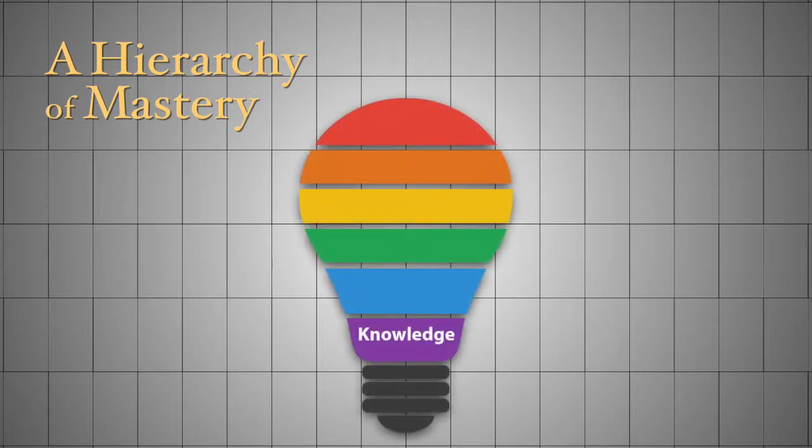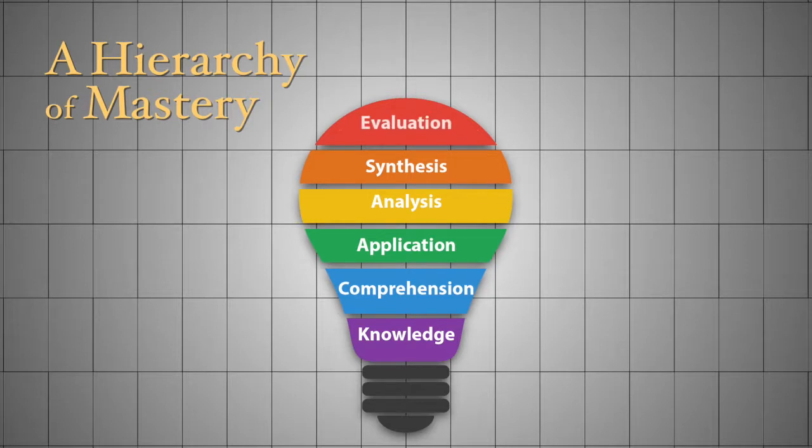Level 1 is knowledge, level 2 is comprehension, level 3 is application, level 4 is analysis, level 5 is synthesis, and level 6 is evaluation. That was the original taxonomy.